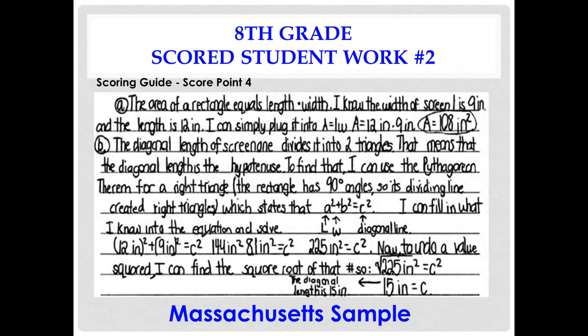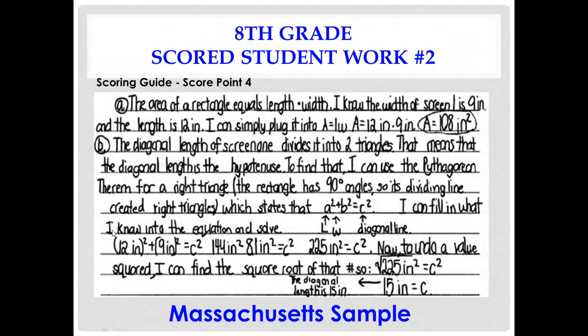This is another where the student wrote out a lot of information. So therefore, part A, the area of the rectangle equals length times width. I know the width of screen 1 is 9 inches and the length is 12. I can simply plug into A equals LW. A equals 12 inches times 9, and that's 108 inches squared. So make sure we actually indicate that.